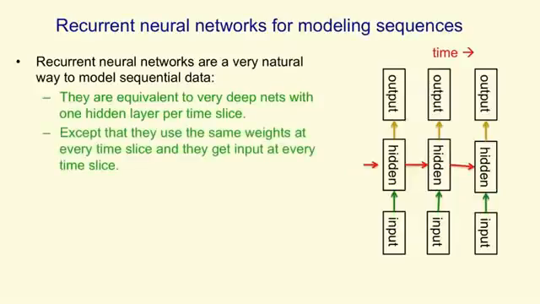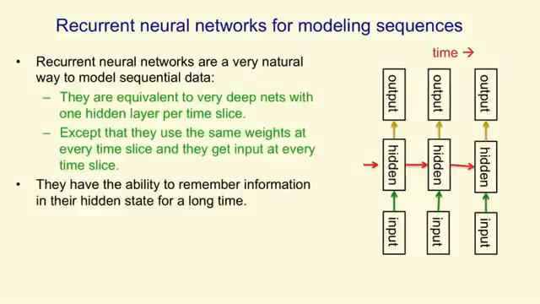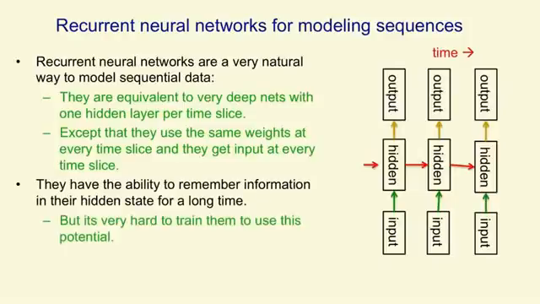One way in which they differ from feed-forward nets is that we use the same weights at every time step. So if you look at those red arrows, where the hidden units are determining the next state of the hidden units, the weight matrix depicted by each red arrow is the same at each time step. They also get inputs at every time step and often give outputs at every time step, and those all use the same weight matrices too. Recurrent nets have the ability to remember information in their hidden state for a long time. Unfortunately, it's quite hard to train them to use that ability. However, recent algorithms have been able to do that.